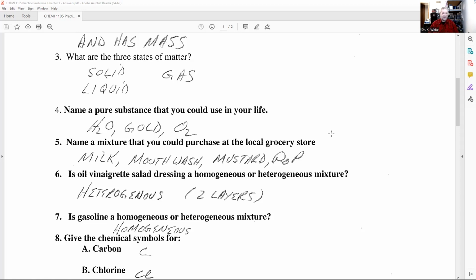Name a mixture you could purchase at your local grocery store. Well, milk is, mouthwash, mustard, and pop. I should tell you, I've spent most of my life, almost all of it, I was born and raised here in the Chicagoland area. And the stuff that comes in cans and bottles, carbonated without alcohol, we call pop, not soda.